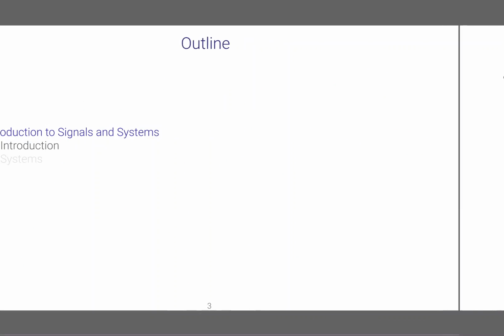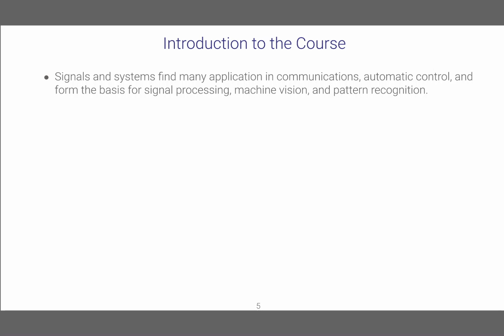Okay, so signals and systems find many applications in communications, automatic control, and they form the basis for signal processing, machine vision, and pattern recognition. So I mentioned machine vision and pattern recognition because these are new things that find many applications, particularly in these convolutional neural networks due to the convolution. And in this course, we will understand very well what convolution means.